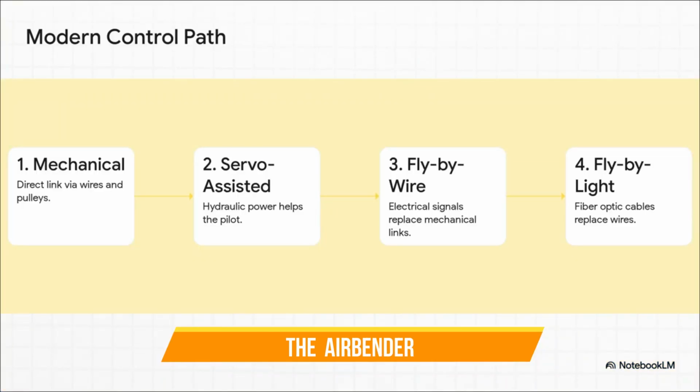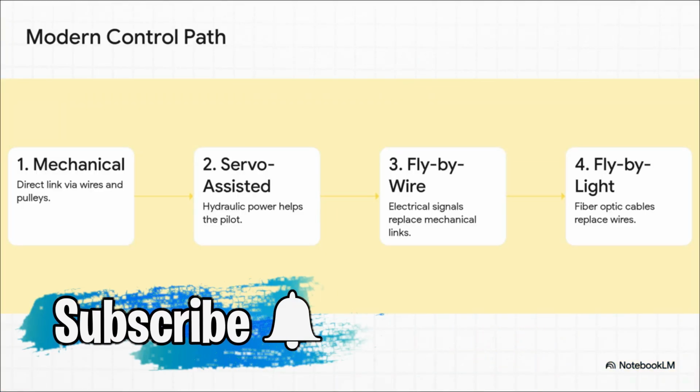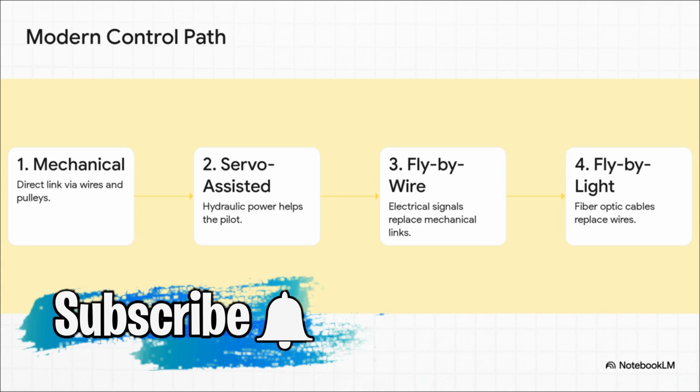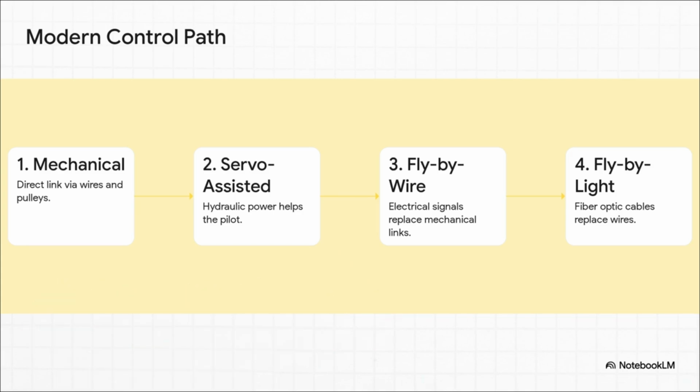And this evolution really happened in 4 big steps. First, you had purely mechanical systems, literally just wires and pulleys connecting the pilot to the controls. Then came servo-assisted, which is basically power steering for a plane, using hydraulics to help the pilot out. But the real game changer was fly-by-wire, where all those heavy mechanical links were replaced by simple electrical signals. And today, we even have fly-by-light using fiber optics that are totally immune to electronic interference.